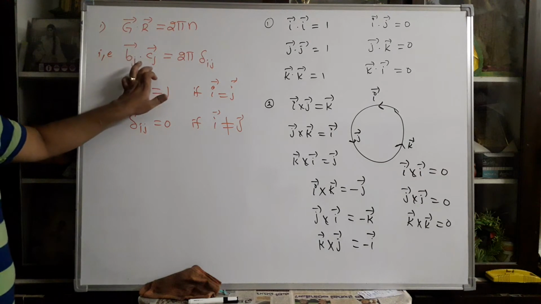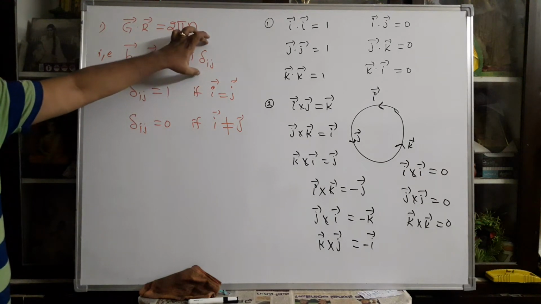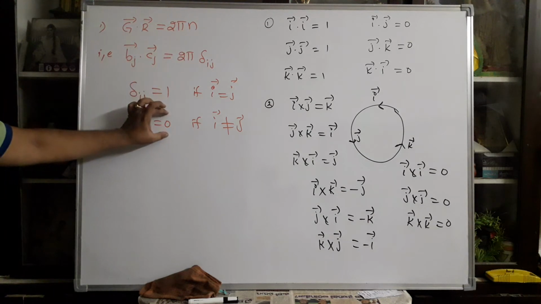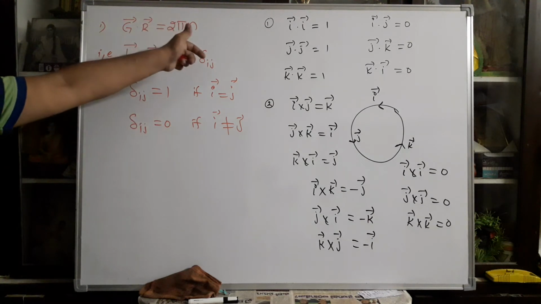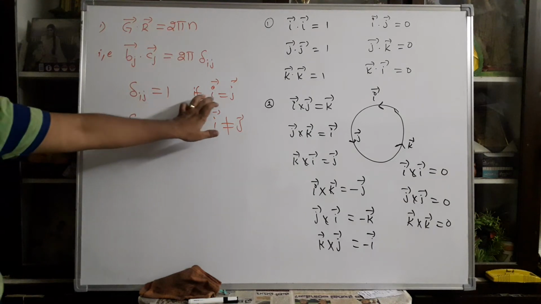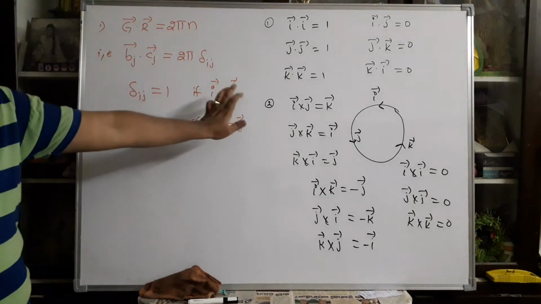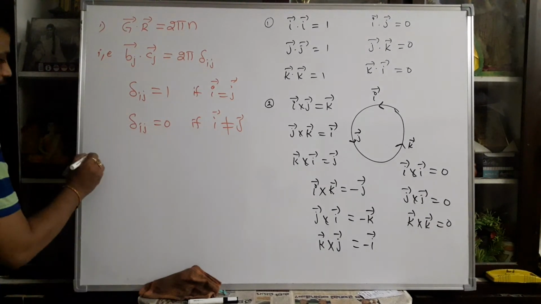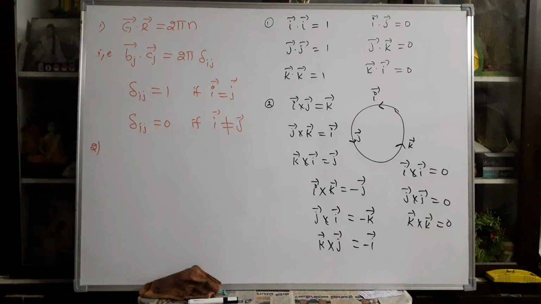b̅i·a̅j is equal to 2π δ. Delta is nothing but a phase angle. This is sometimes equal to 1, sometimes equal to 0. At what condition may it be taken as 1 and as 0? You can take it as 1 if i and j are equal. If they are not equal, it can be taken as 0. That is the first conclusion with respect to the reciprocal lattice.